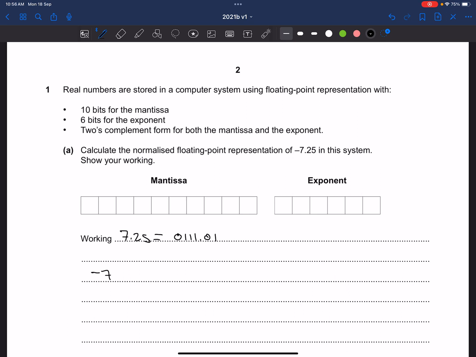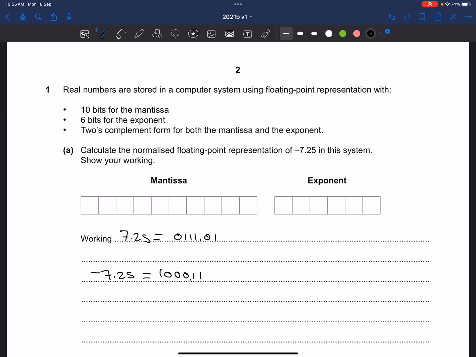Then, using 2's complement, we find the negative value of this number. So to find minus 7.25, from the right side, we go until the first 1 and keep it. So 1, then all the other bits, we swap them around. So 1, 0, 0, 0, and 1. Make sure to keep the decimal place in there as well.